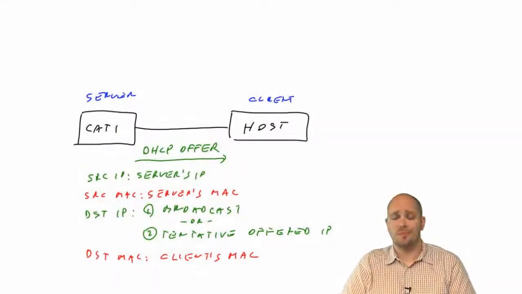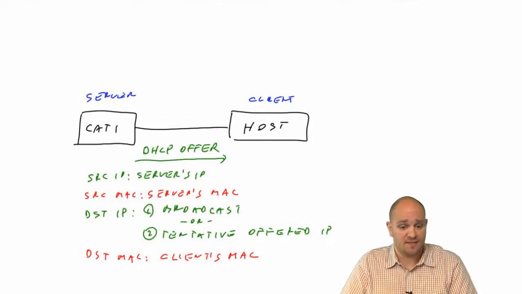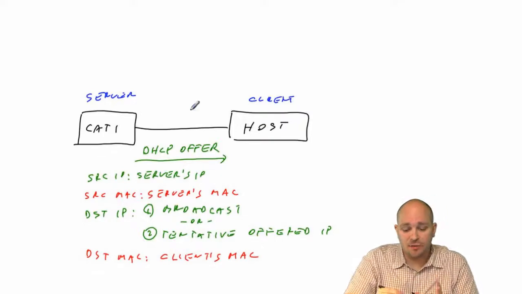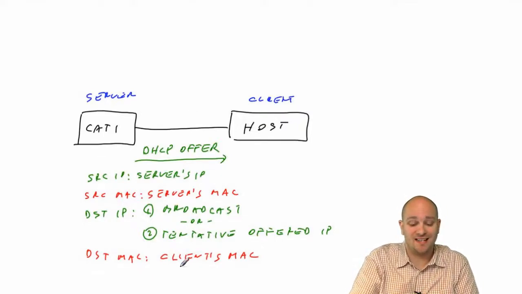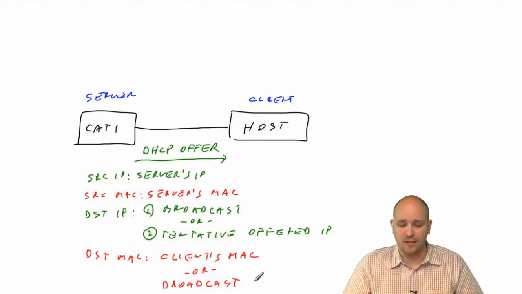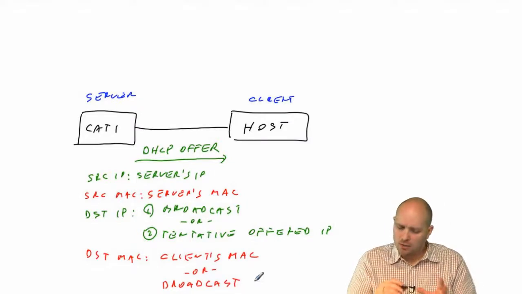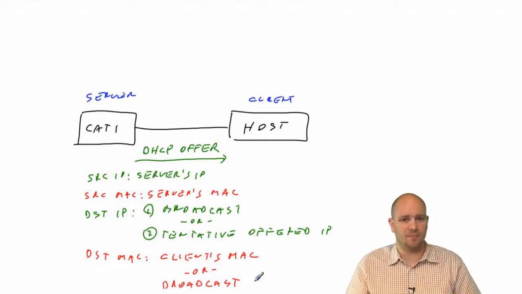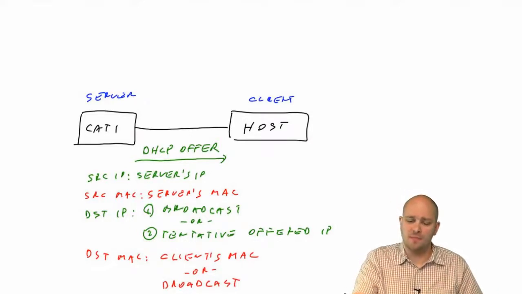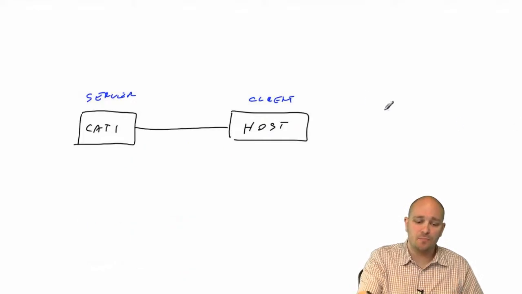But as usual, things are not that simple, always. In some cases, just like in the previous case with an IP address, sometimes this is going to be sent to the broadcast destination as well. And I'm going to show you that in a moment. So for now, just keep in mind that this could be the client's MAC address or could be the broadcast address.